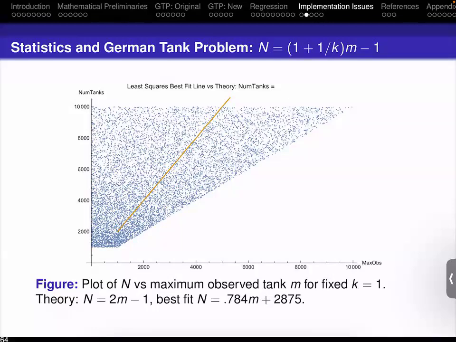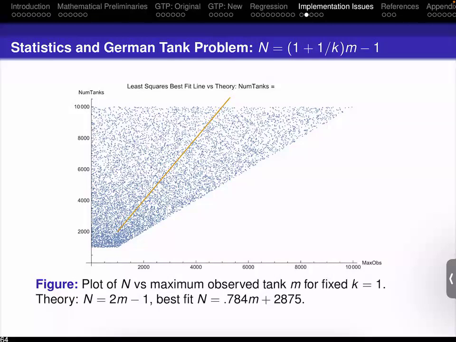But you can look at this and you can tell me. Well, if we have a very large maximum tank number observed, at a certain point, we're multiplying it by something less than 1. Good. So eventually, the 0.784m plus 2875 is going to be less than m. So you're going to be in the ridiculous case where the predicted number of tanks is going to be less than the largest serial number you observe. And the larger m is, the worse it's going to be.